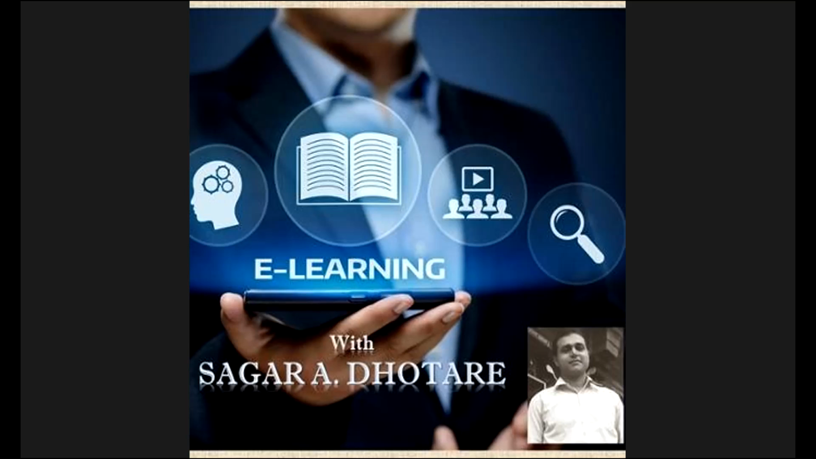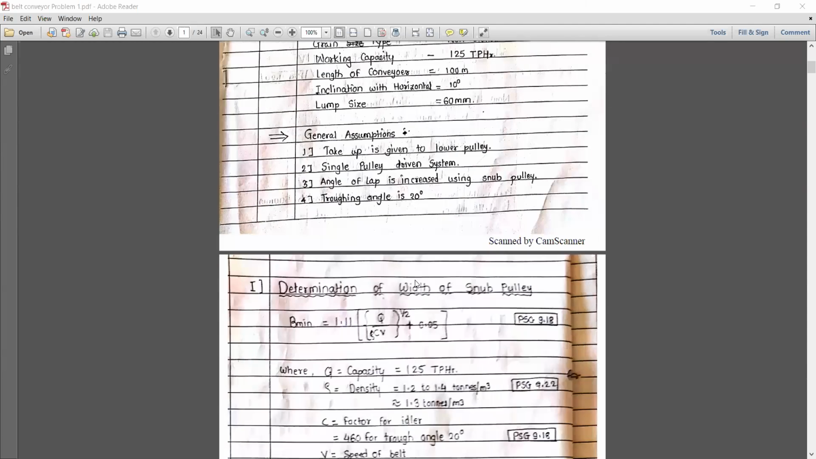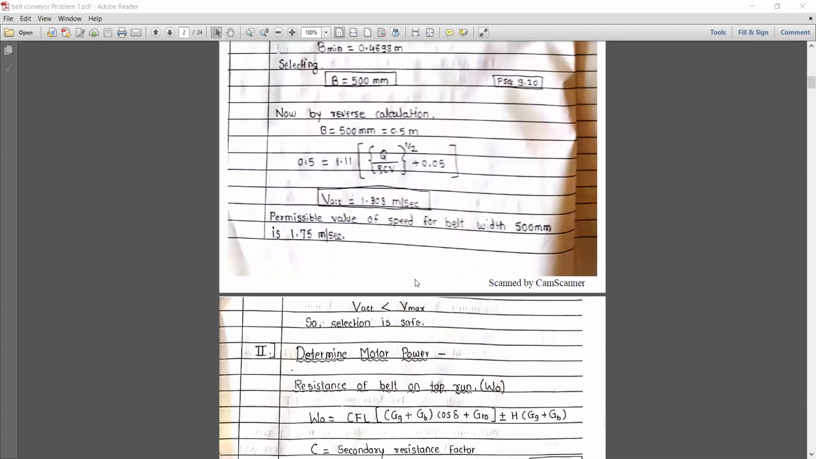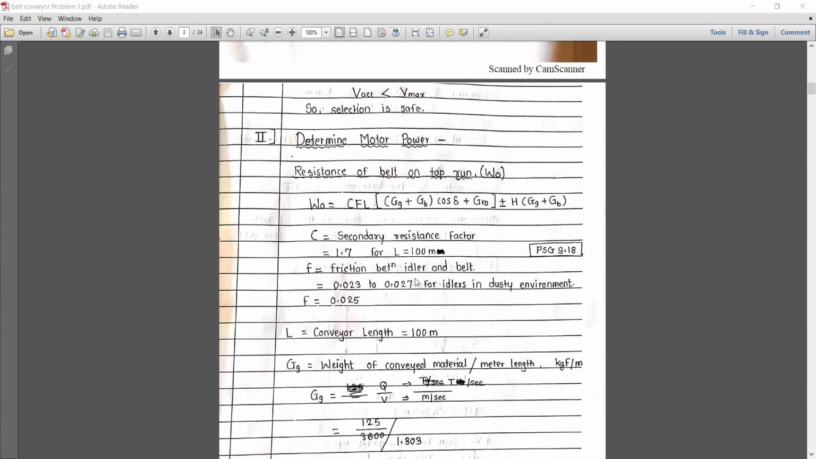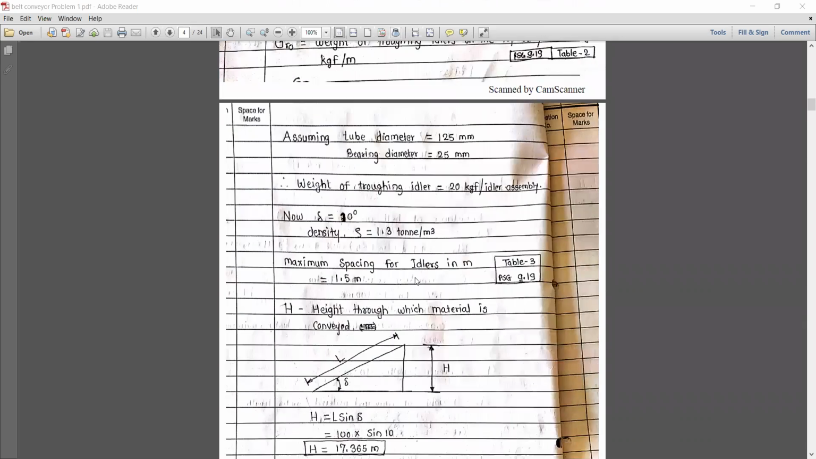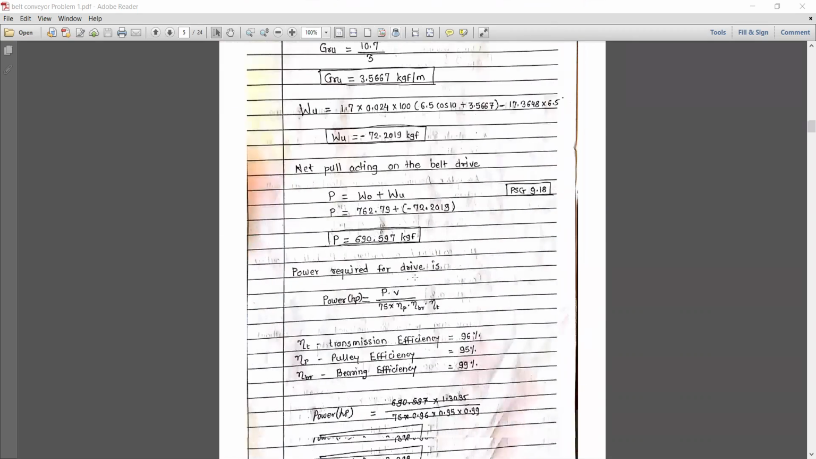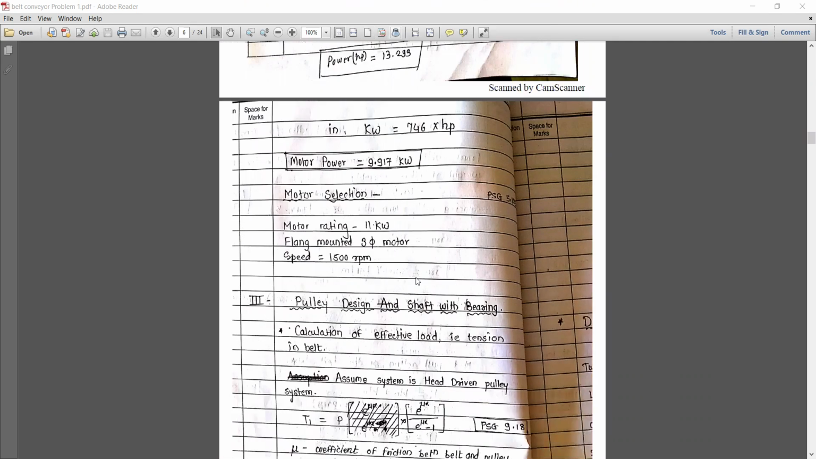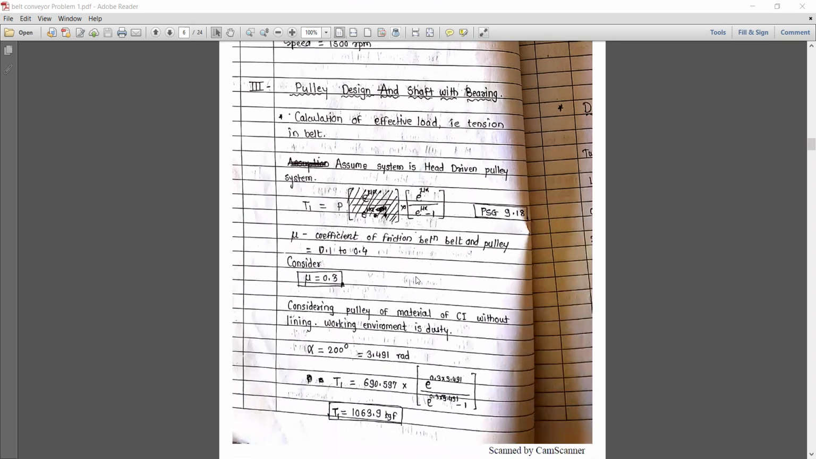Just go through the previous slides. Previously we have started building the conveyor design. We have assumed some data, and based on that we can determine the belt design. Then we have completed our motor power design, where we selected a suitable motor according to the output required. Now next, design of pulley with the shaft and bearing.